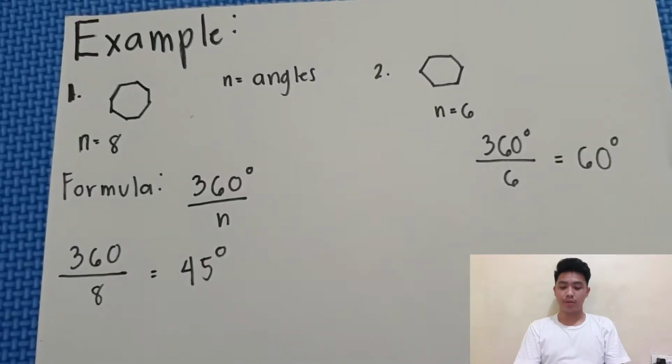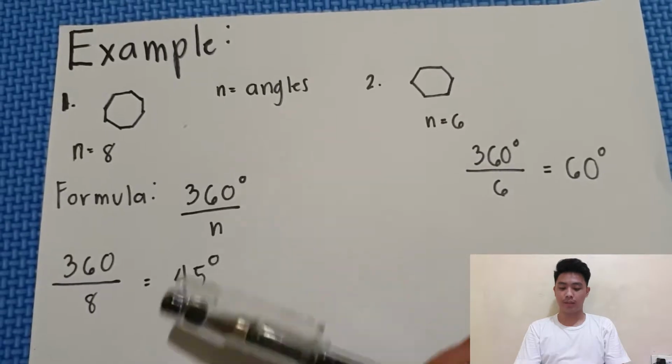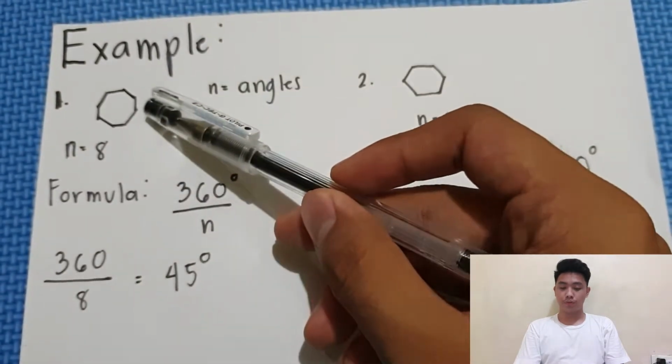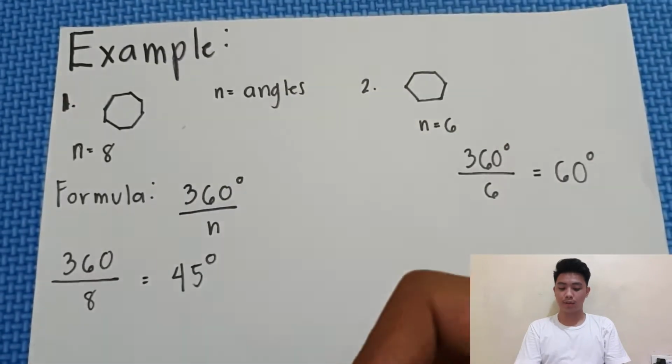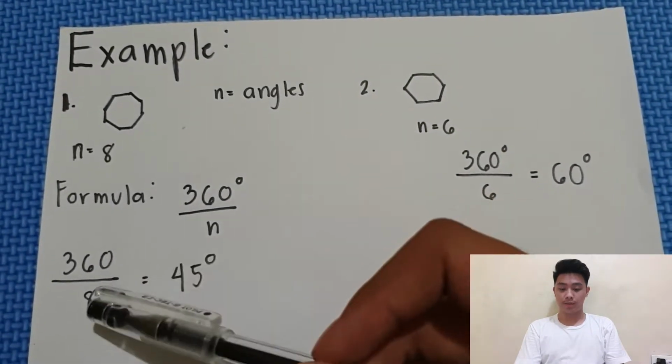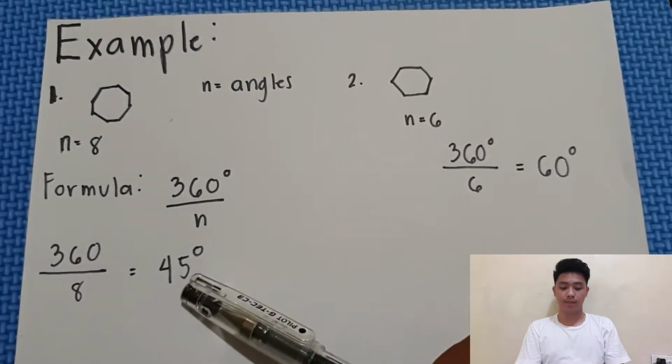So n is only based on the shape that is given. The shape that is given here is octagon. The octagon has 8 sides. So 360 degrees over n, which is 8, and then you will get an answer of 45 degrees.